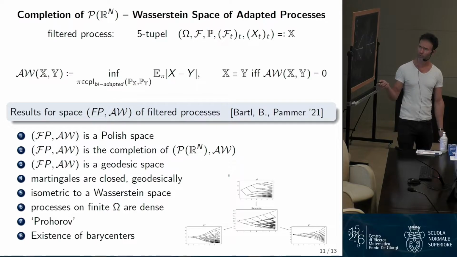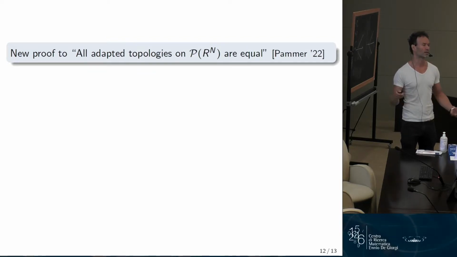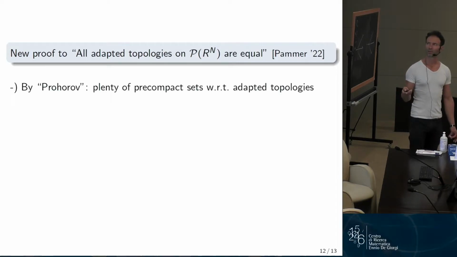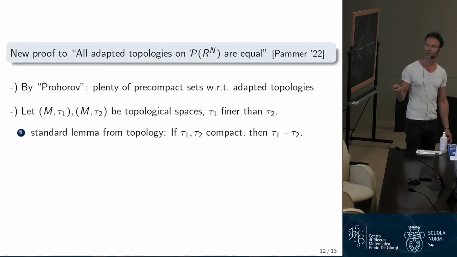What's also important with looking at this completion is that now you have a much better understanding of compact sets, and what Gudmund-Pammer noticed is that understanding compact sets is maybe the real explanation for why we end up seeing the same topology again and again. In topology, there is this fact that if you have 2 compact topologies which are comparable, then they already have to be the same.